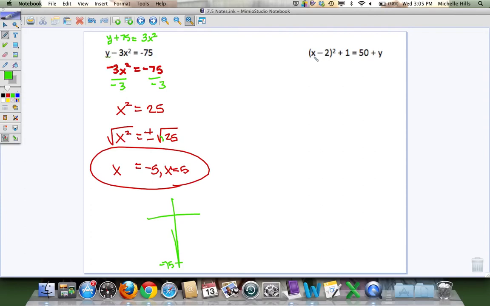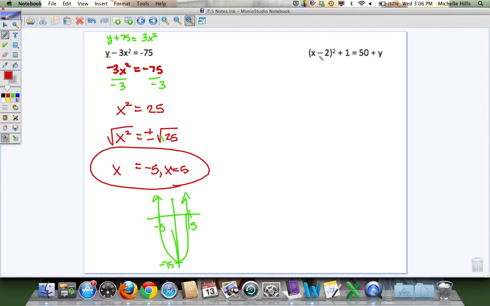Here, on the next one, is a horizontal translation. I'm adding or subtracting something from the x before I square it. Here, that's not being done. I know that it crosses the x-axis at negative 5 and at positive 5. It has a vertical stretch of 3. It opens up because when y is on one side and x squared is on the other, the coefficient of the x squared is positive. So even though it looked like the coefficient of the x squared was negative, first I had to get it on the opposite side of the equation, away from the y.